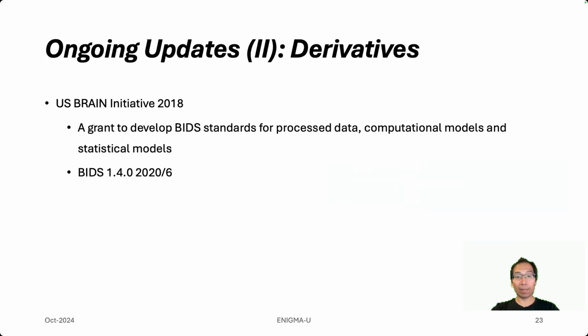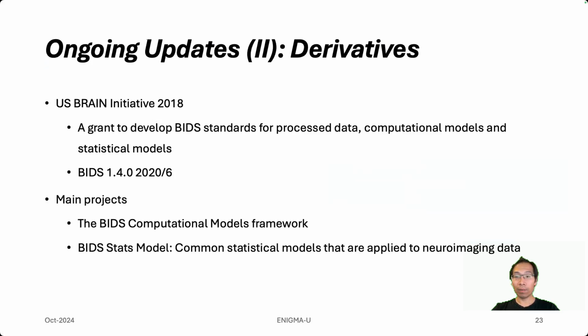Another important reason is that a large group of experts will help develop the preprocessing pipelines. This can also make the findings from these derivatives more comparable. There are two major projects. First, the BIDS computational model framework, and second, the BIDS stats model, which is a common statistical model that is applied to neuroimaging data.